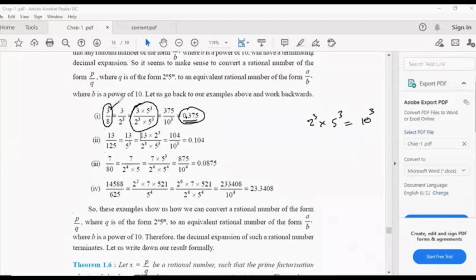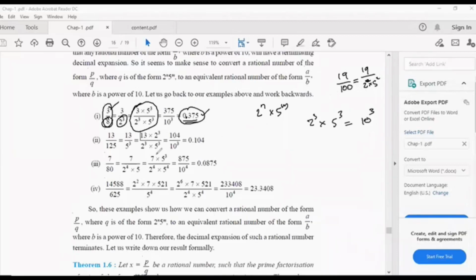So 3 by 8 is a rational number whose denominator is 8. 8 can be written in the form 2 cube, or in other words, 2 raised to n into 5 raised to m. In the case of 8 here, the 5 raised to m is 5 to the power 0. Then we get that the decimal form terminates. Does n need to be equal to m? In some situations yes, for example 19 by 100. The 100 you can write as 2 square into 5 square. In some situations, n and m can be equal.